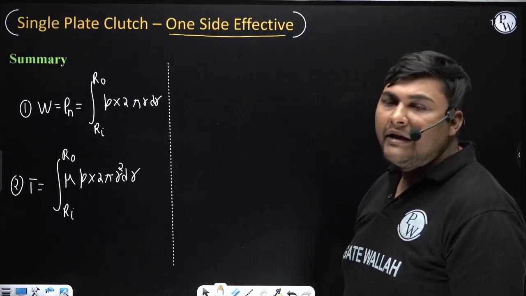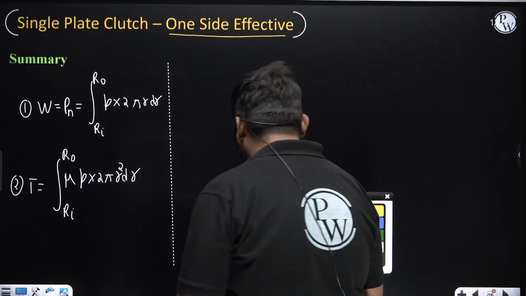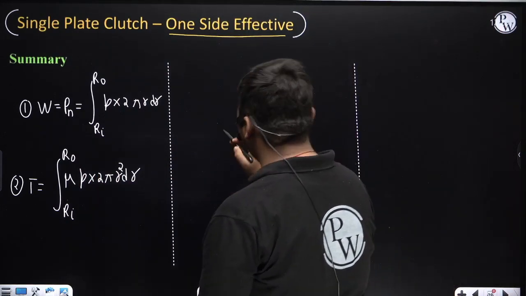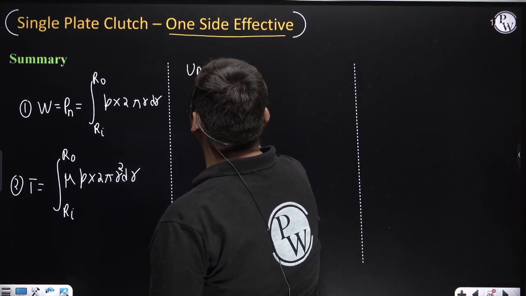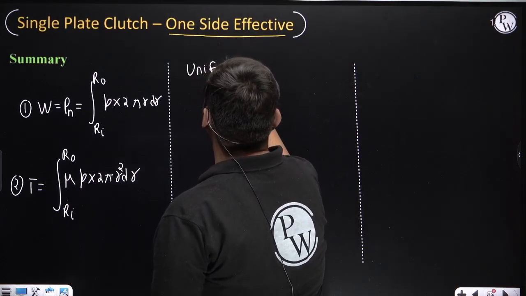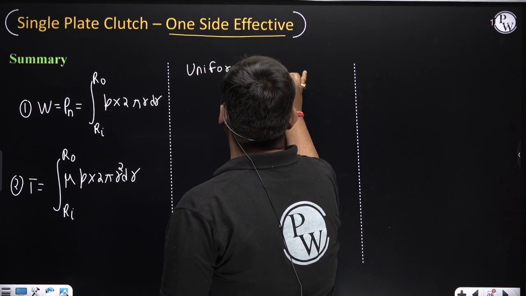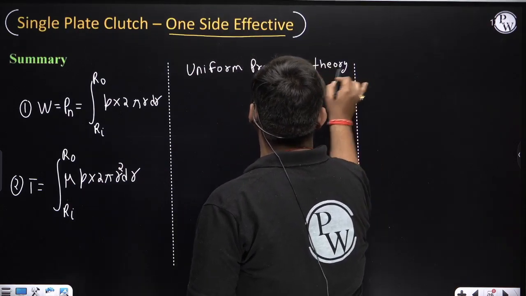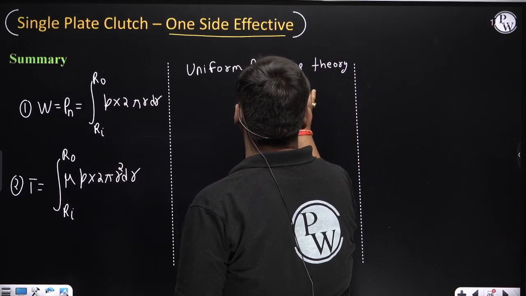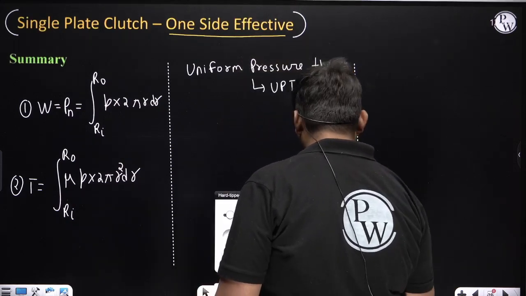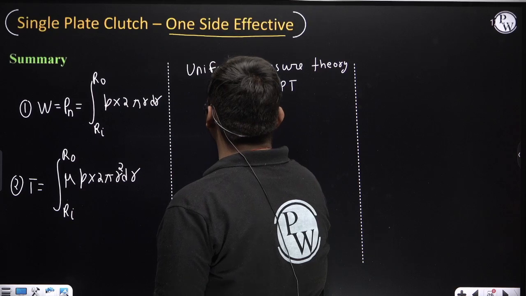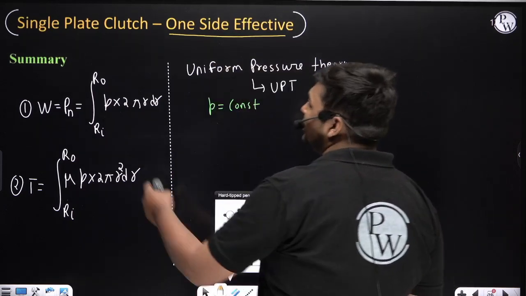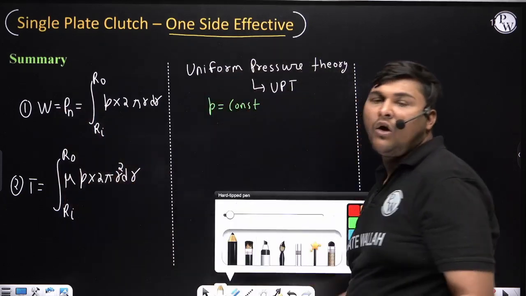Okay. Now, if the pressure distribution as a function of R is not given, the examiner will mention the theory. And we have studied two types of theory. One is uniform pressure theory. In short, I will write uniform pressure theory as UPT. In uniform pressure theory, what we are assuming is that the pressure across the friction lining is constant. Now, after this assumption, you can easily find the expression of W and torque by integration.